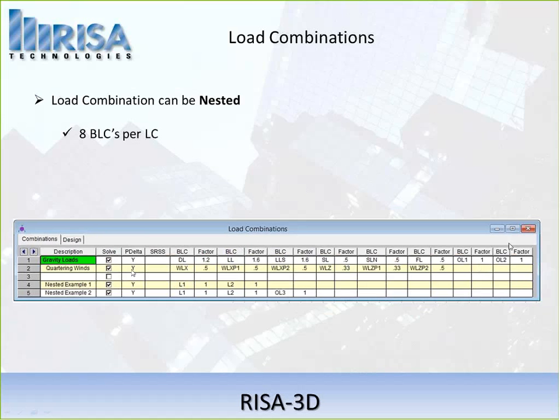I'm running out. But what you can do, if you need to add the quartering winds to all these gravity loads and you want them all to be checked at once, is combine the load combinations by nesting them.